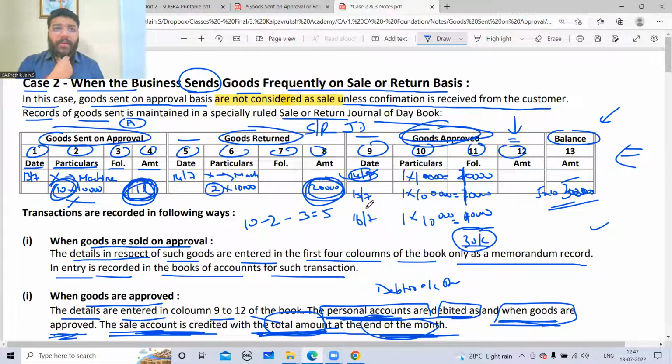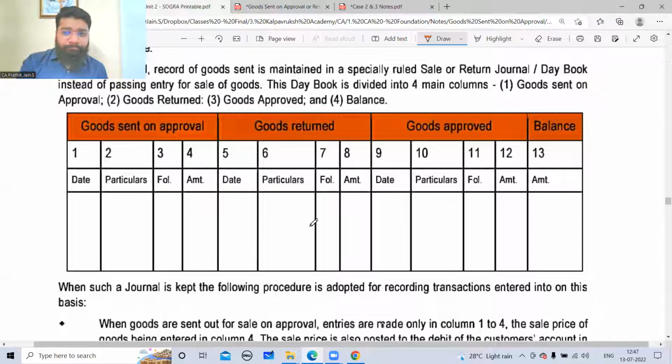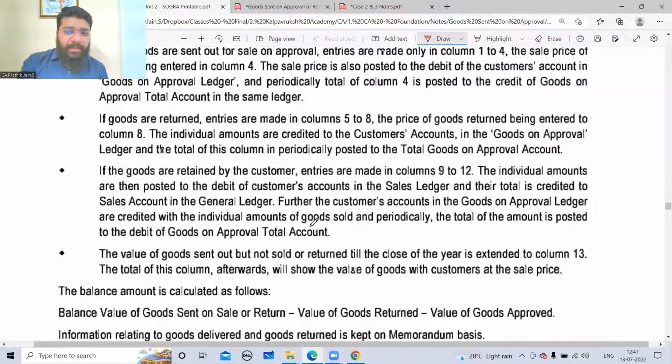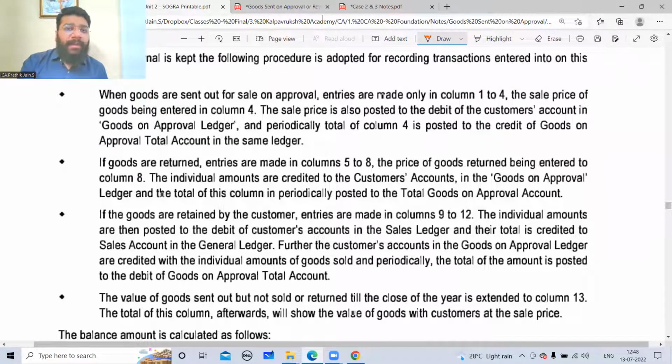Okay, I'll be sending this PDF to all of you. You can keep it with you for simple, easy language of understanding. This format is given in your material. This is also given here. I made the language a little bit more simplified, so you can have this.